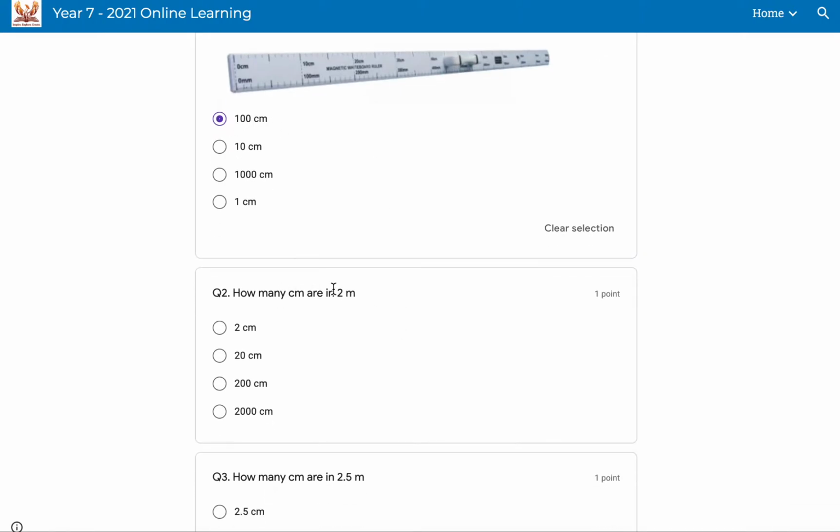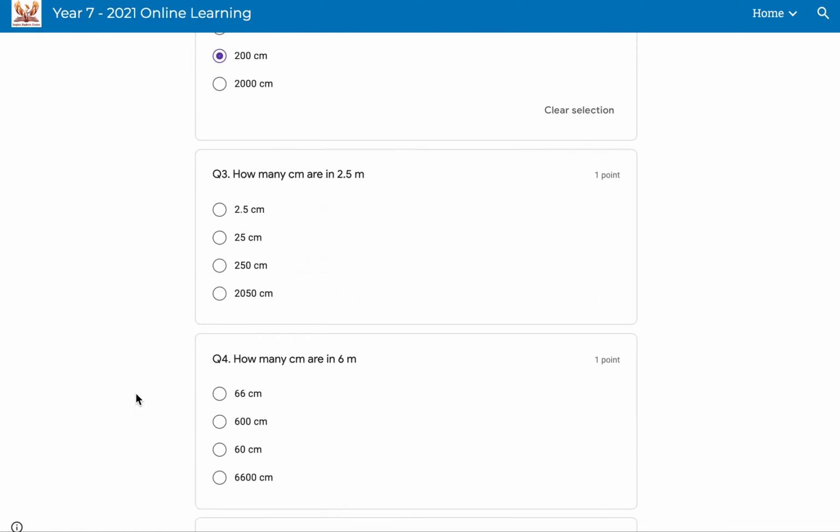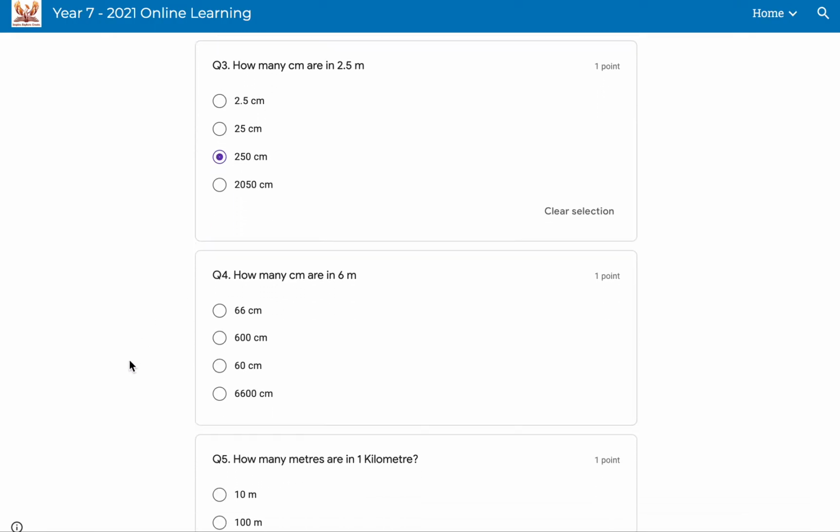How many centimeters are there in 2 meters? Okay, well, if there's 100 centimeters in 1 meter, then all we need to do to find how many there are in 2 meters is multiply that 100 by 2, because now we've got 2 meters. So 100 centimeters times 2 is 200 centimeters. Now, how many centimeters are there in 2.5 meters? Well, again, we know there's 100 centimeters in 1 meter. So if we just multiply 100 by the amount of meters we've got, which is now 2.5, we'll end up with our answer. So 100 times 2.5 is 250 centimeters.